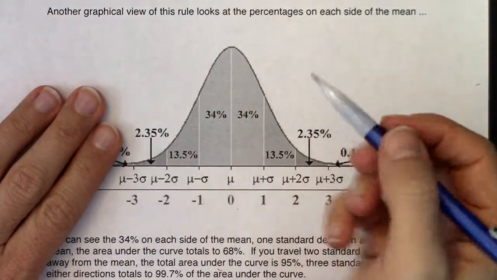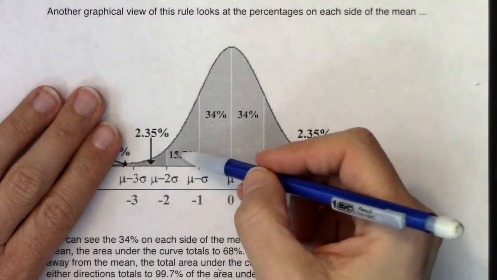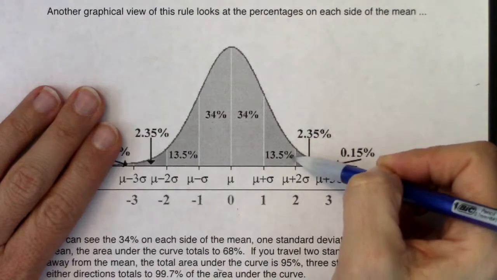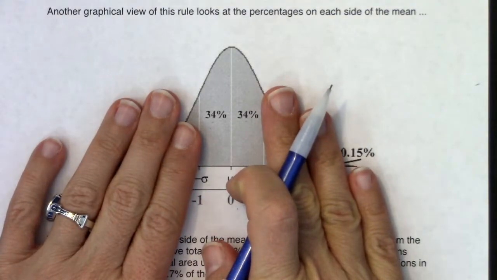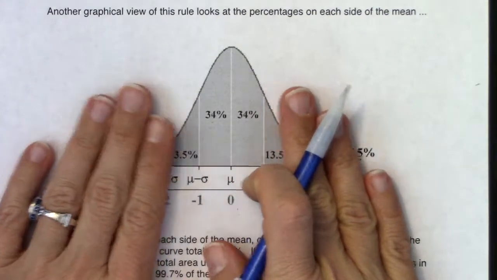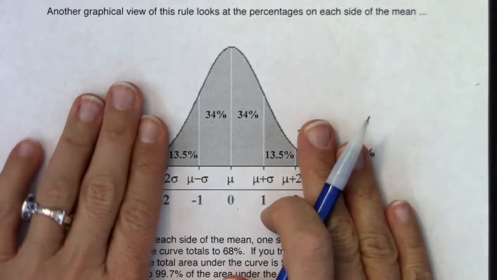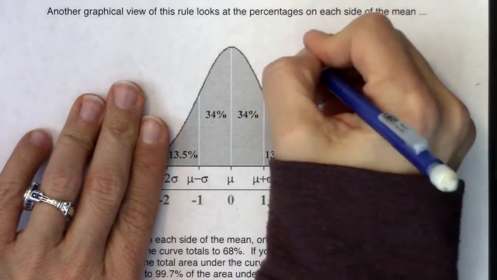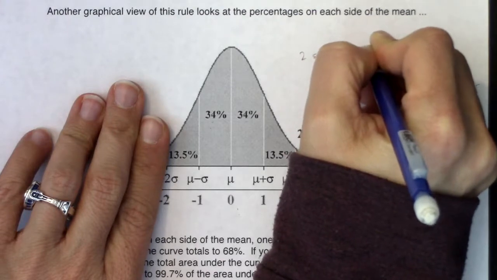But now I want to talk about how on earth I got 13.5 on a side. Why did we add 13.5% here and 13.5 here? We talked that if you went one deviation out, that was 68%. And the rule was if you went two deviations out, that was 95%. So let's talk about two deviations. If I go two standard deviations, that's 95%, right?